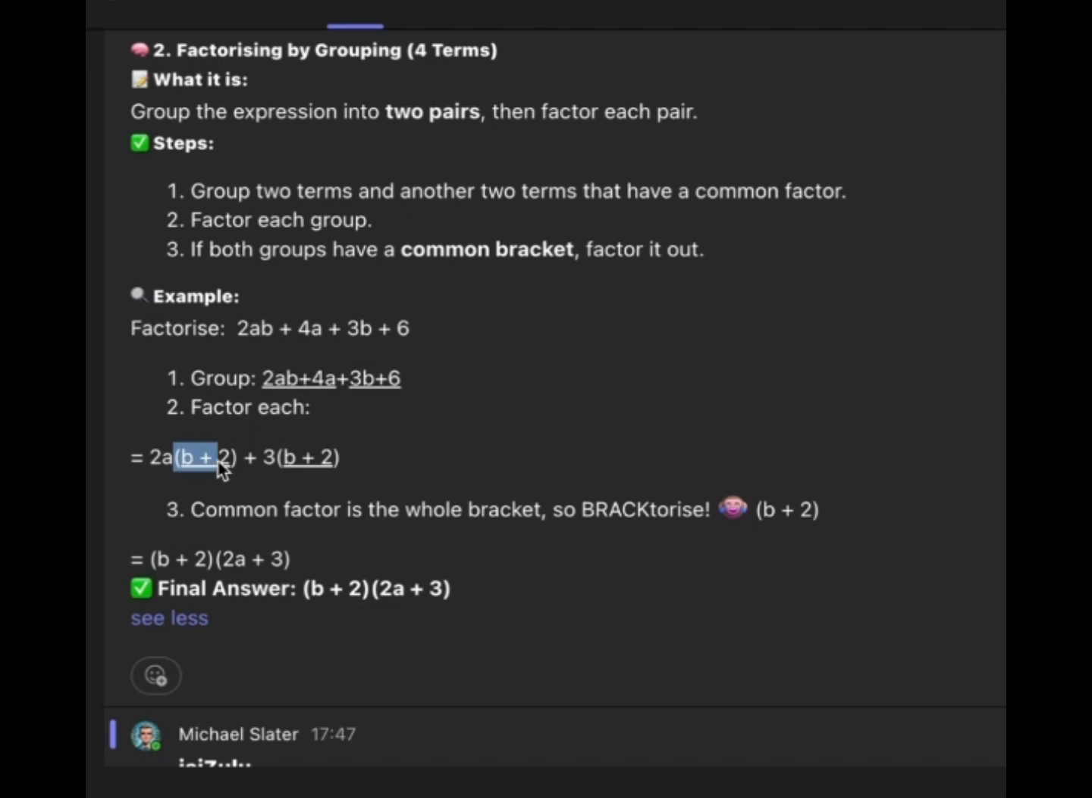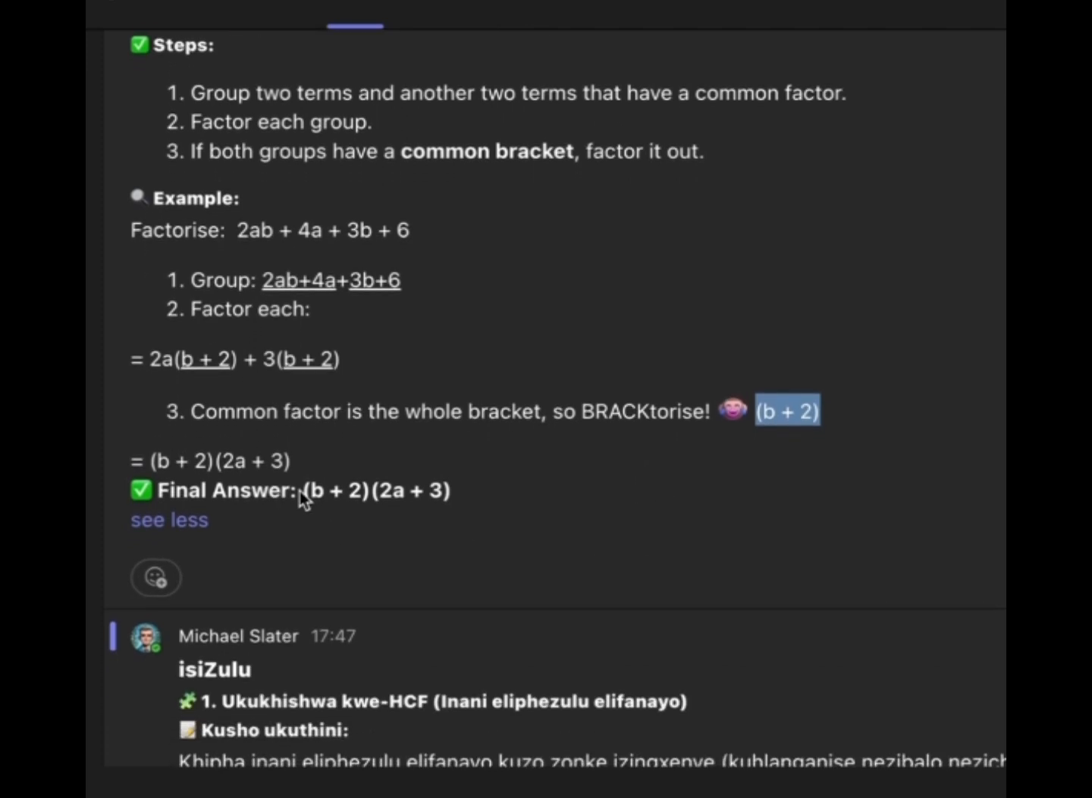Next, we notice that 2a is multiplied to the bracket b plus 2, and 3 is also multiplied to the bracket b plus 2. And so now the common factor is the whole bracket, and we're going to factorize. We're going to factor out the common bracket, which is that whole thing, b plus 2. And so our final answer is b plus 2 in the one bracket.